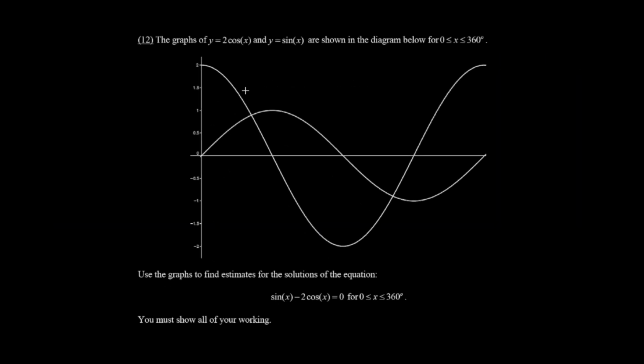Okay, we've been given two graphs and we've been asked to use the graphs to find estimates for the solution of this equation here between 0 and 360. So you might be tempted, well, here's sin x, I've got to take away this graph from it and find out where the points are.